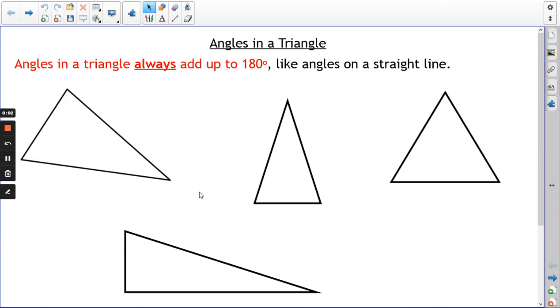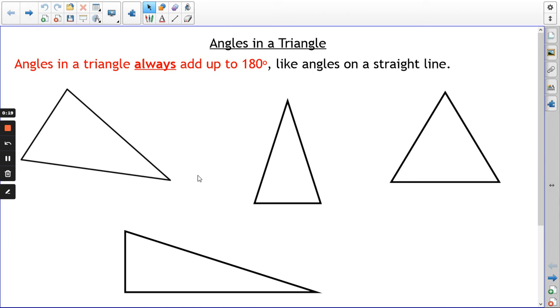Hi guys, carrying on with our angles this morning. We looked at angles on a straight line and angles around a point last week. So now we're going to look at angles inside a triangle and angles inside a quadrilateral. That's a shape with four sides.